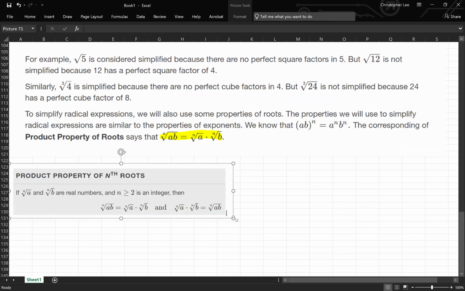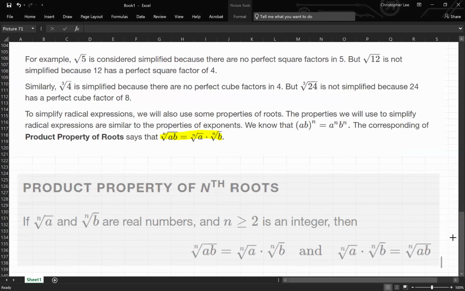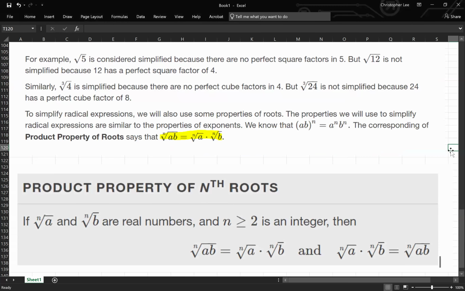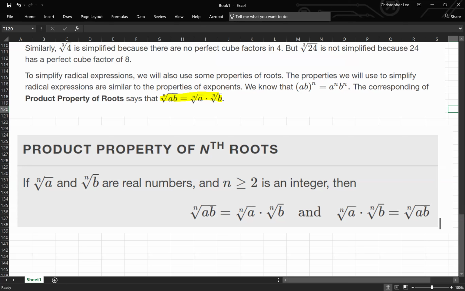Here's a definition again. Y'all know I like to repeat. The product property of nth roots: if the nth root of a and the nth root of b are real numbers and n is an integer greater than or equal to 2, then the nth root of a times b is equal to the nth root of a times the nth root of b, and vice versa. The nth root of a times the nth root of b is equal to the nth root of a times b. That's our specialty right there.